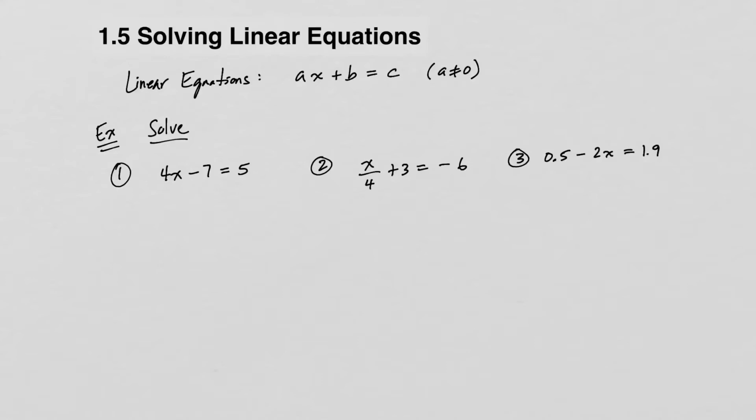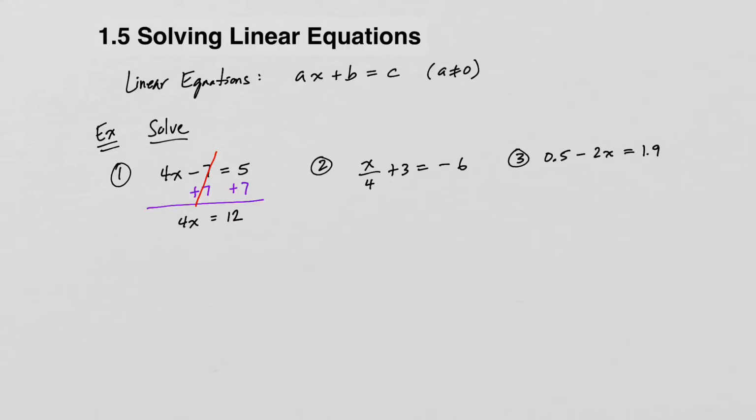So what we can do to isolate x, to get x all by itself, is we can add 7 to both sides. This is the addition property of equality. And by adding 7 to both sides, basically what that allows us to do here is cancel, because negative 7 plus 7 equals 0. Now once we do that, on the left-hand side, all we have left is 4x. And on the right-hand side, 5 plus 7 is 12.